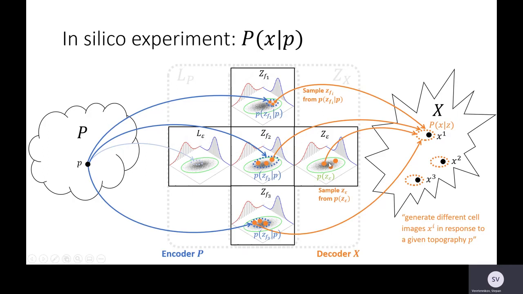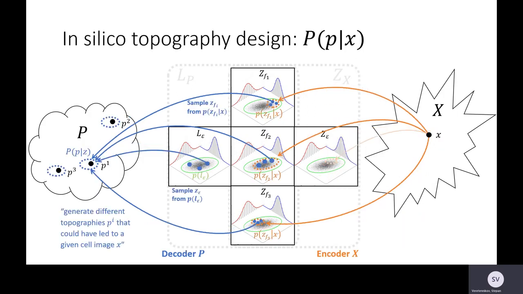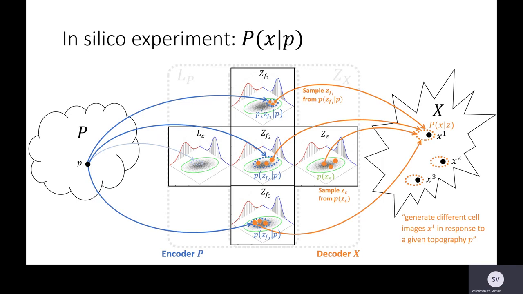And also we would like to take a point from the space Z epsilon, which corresponds to the residual variation in images, some noise variation. We also take one point, and then we pass these 4 points to the decoder X, and as a result we get some region in the space X. And by taking a single value, for example a single value from this region, we get a cell image that is an output of the model, and this cell image is basically the output of our in silico experiment.